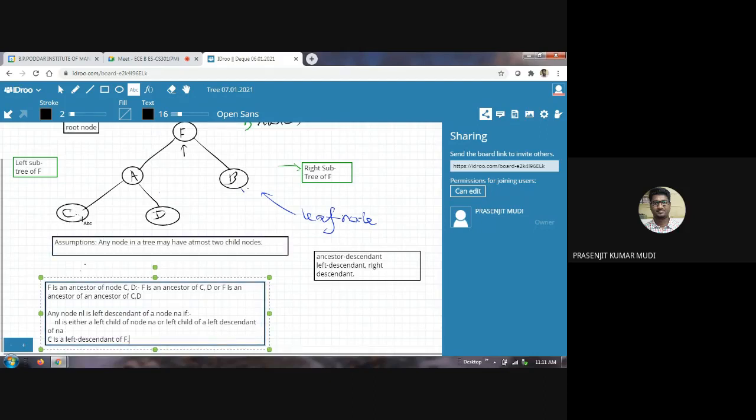What is the other possibility? Is C a left child of a left descendant of F? So what is a left descendant of F here? There are two possibilities in which a node can become a left descendant of a root. One of the possibilities is that the node is a left child of the root node. So here A is the left child of F.